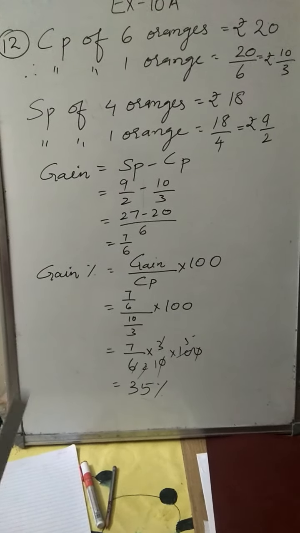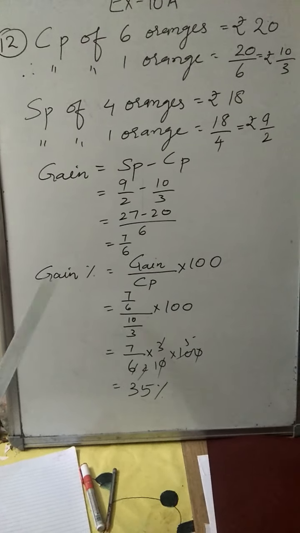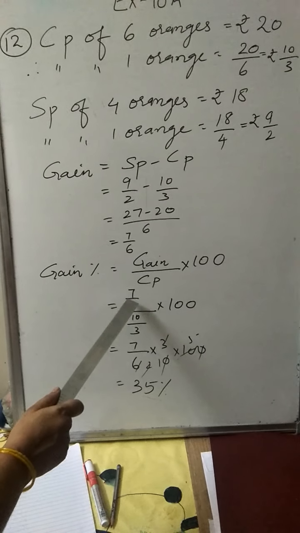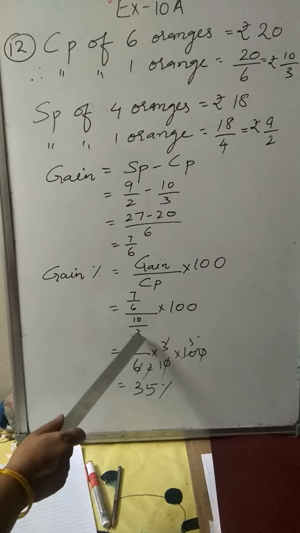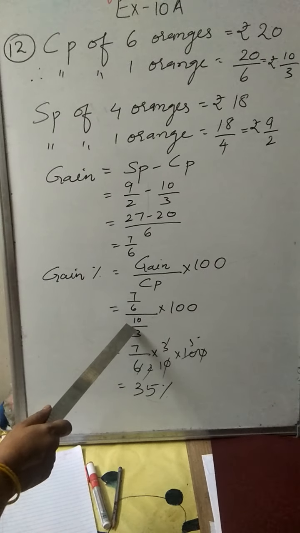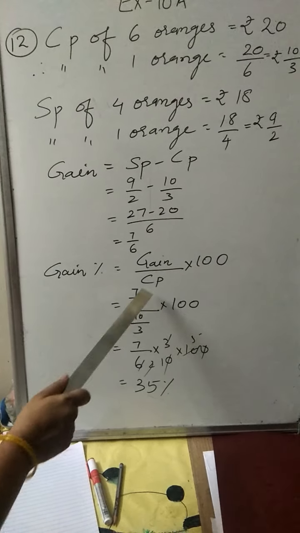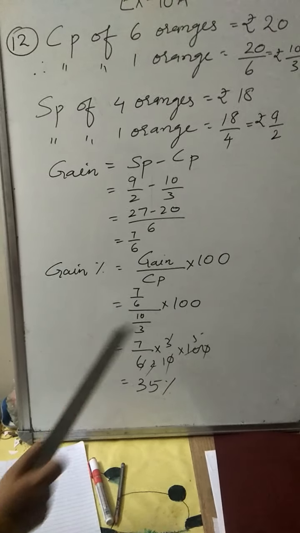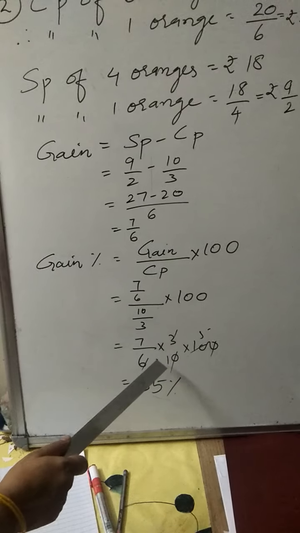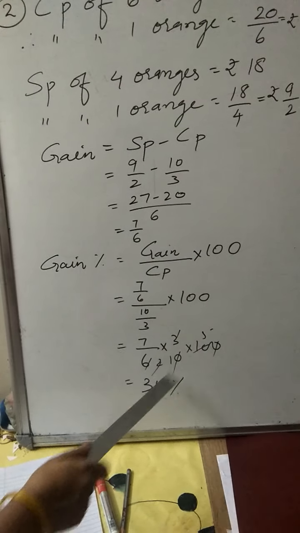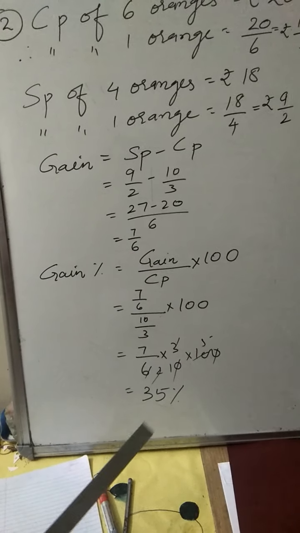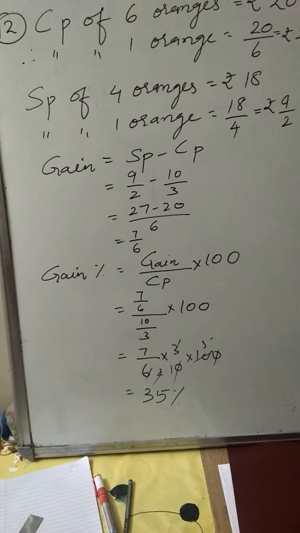So this is gain. Now you have to calculate gain percent. So gain by CP into 100. 7 by 6 divided by 10 by 3 into 100. Now this 6 will come in the denominator, this 3 will go in the numerator as I have written here. Now do the cancellation. 3 ones are 3, 3 twos are 6, 0 0 cancel, 2 ones are 2 and 2 fives are 10. So 7 fives are 35. 35% is your answer.